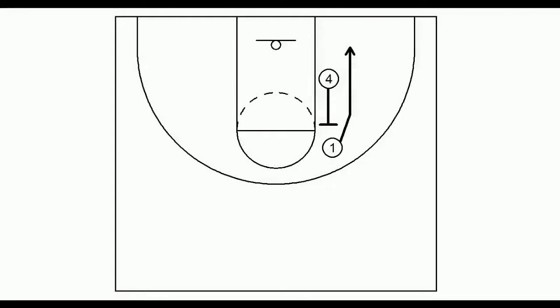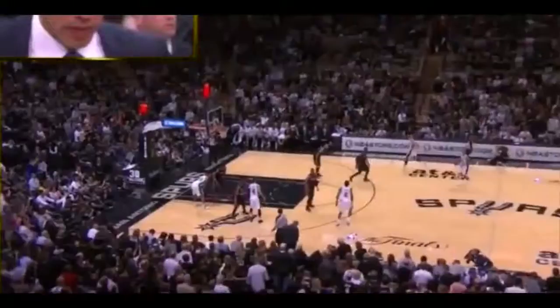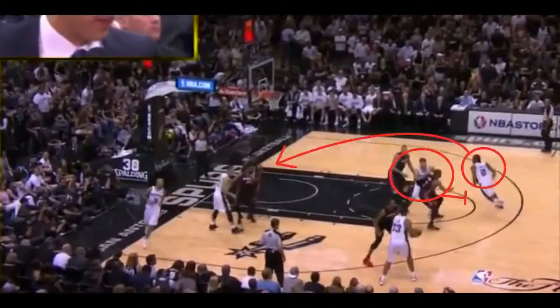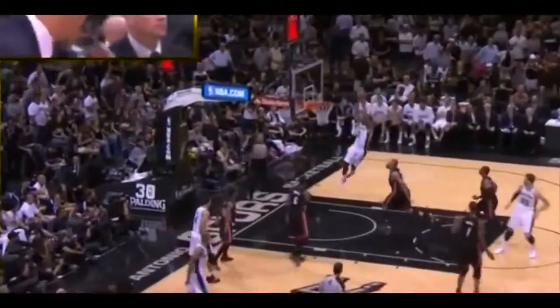Next, let's talk about the back screen, which can be easily described as when the screener's back is facing the baseline. Back screens are often used to get layups, or in this case an alley-oop, as San Antonio clears out one side, Splitter sets a back screen for Leonard, and they connect on an alley-oop.